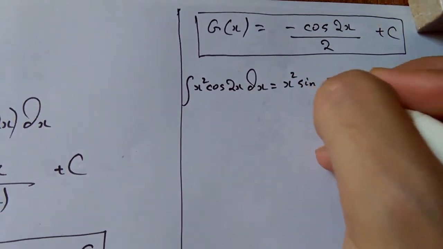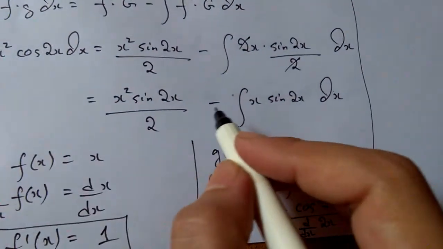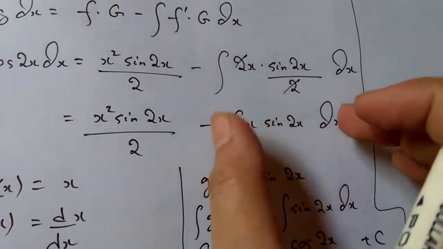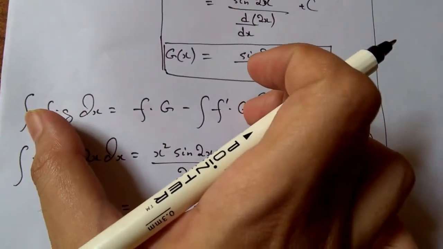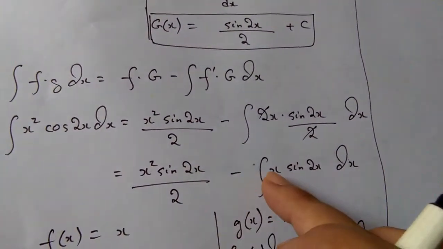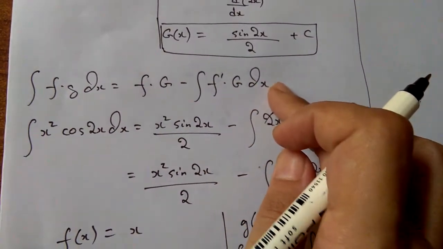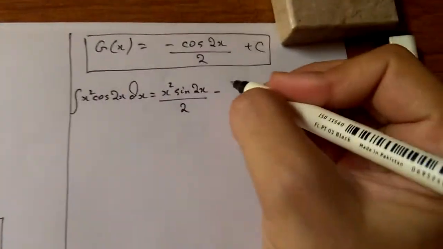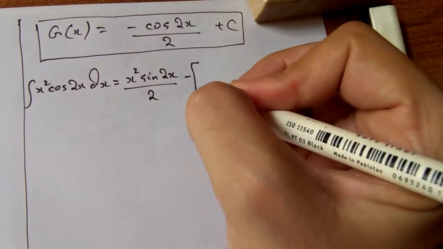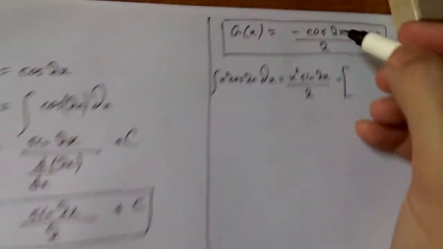X squared sine of 2x upon 2, minus sign over here, and in the integral part you are going to apply this formula once again, because this time your integral of f g dx is going to be expressed with this formula. So let us open a big bracket here for convenience because you're having a negative sign outside. So over here your f is x, your g is this.